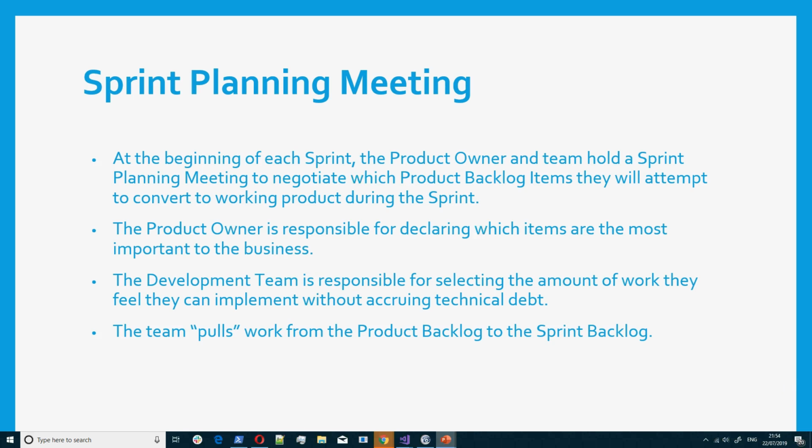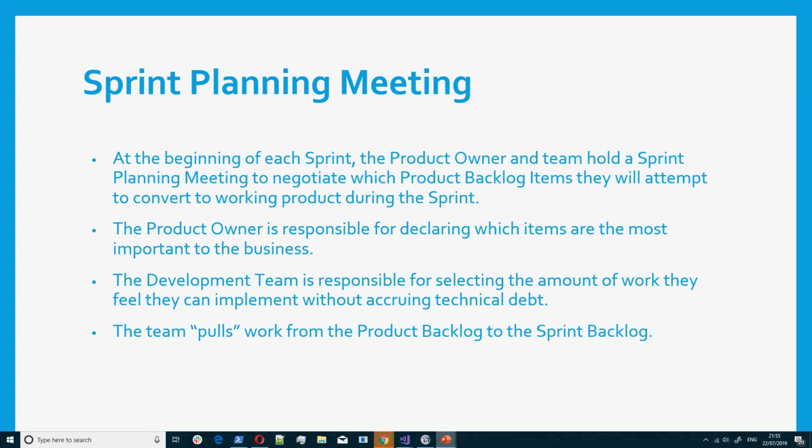After that, the developer team will look at them and say, these are the things that we can take based on capacity. They select the amount of work that they can do, looking at the priority set by the product owner. So they pull work from the product backlog into the sprint backlog. That means you would have two backlogs. One is your product backlog.